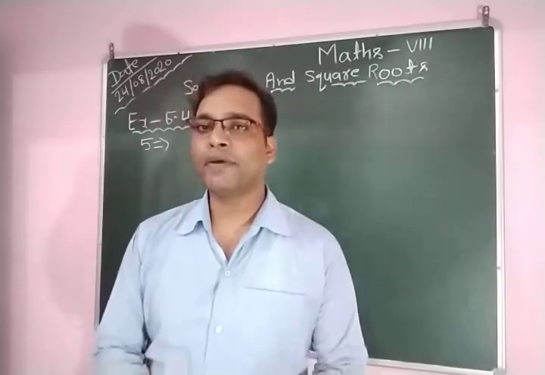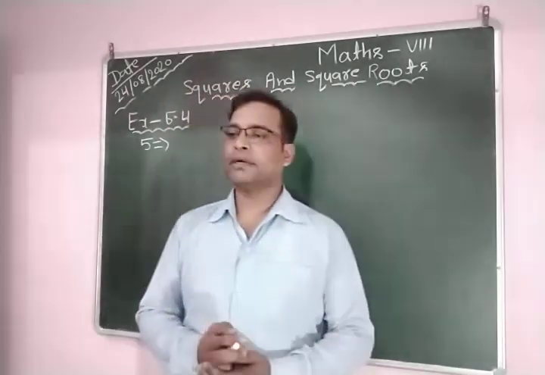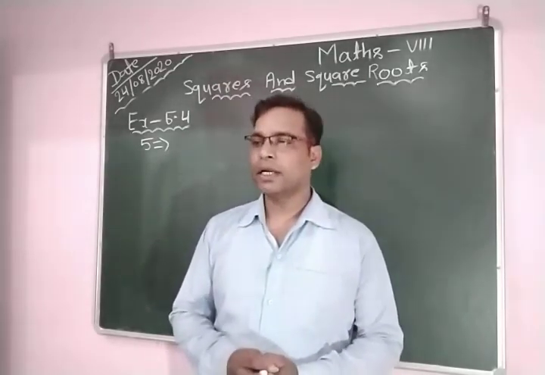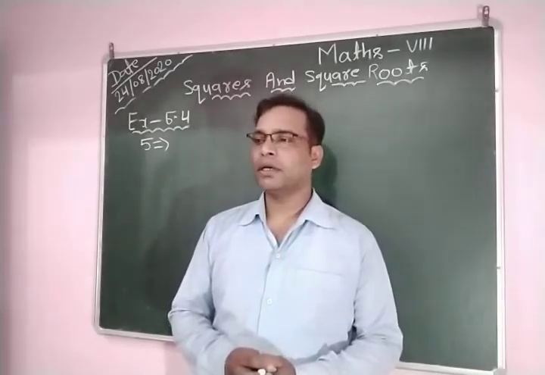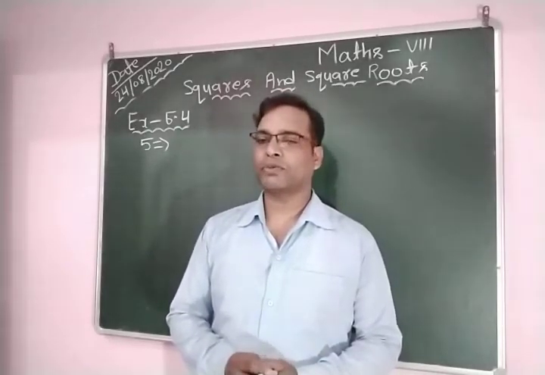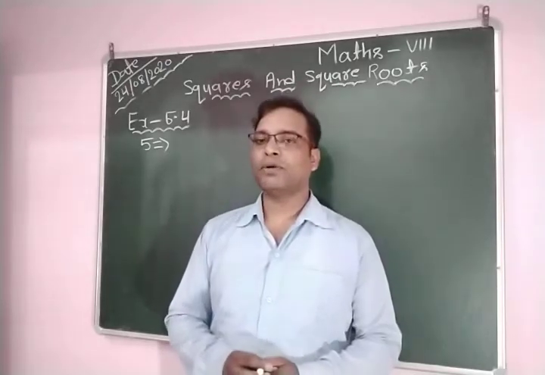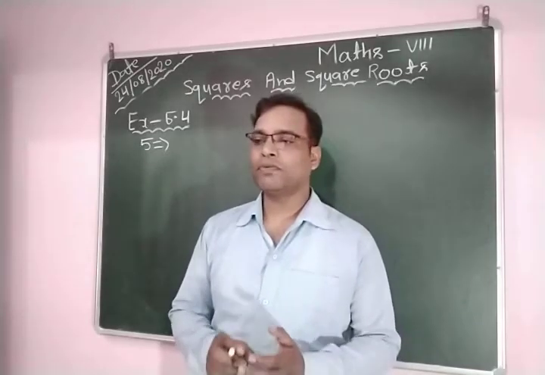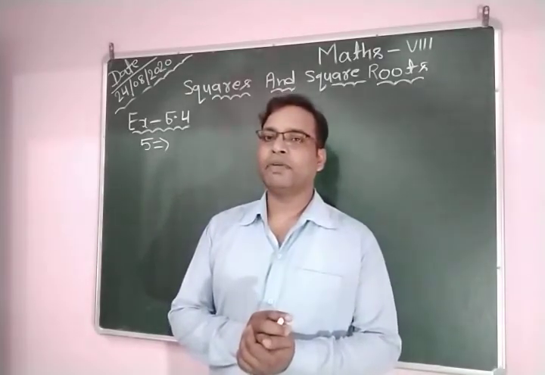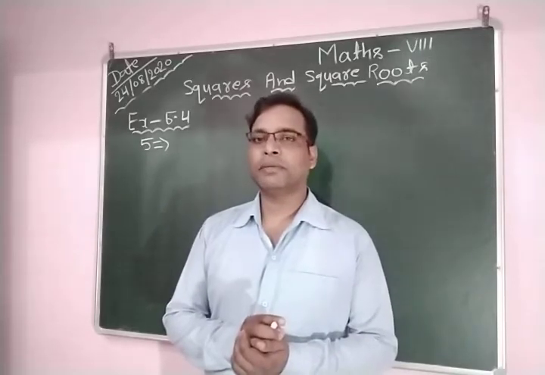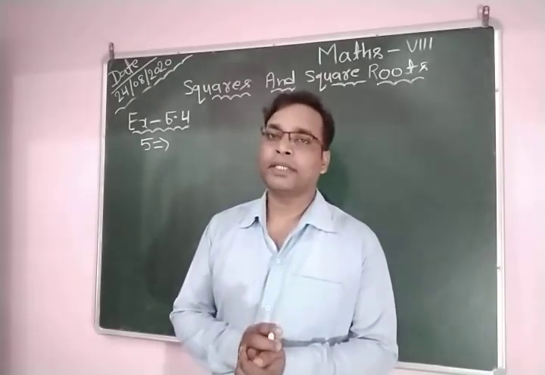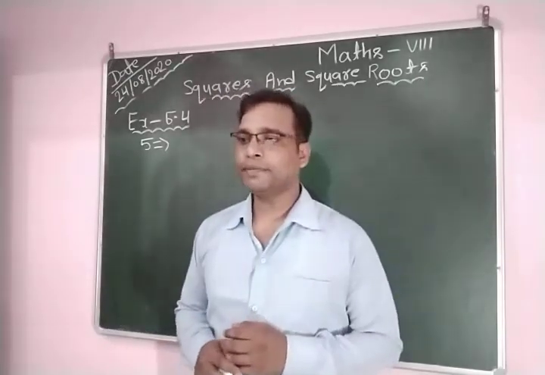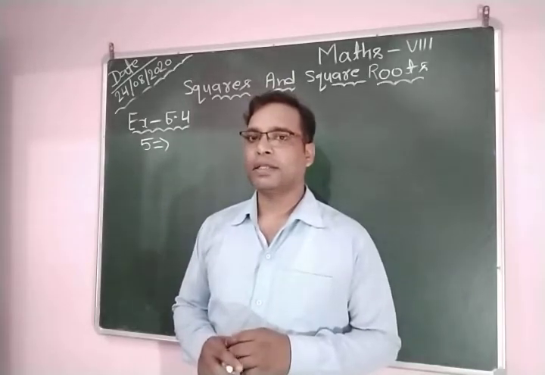Question number 5: find the least number which must be added to each of the following numbers so as to get a perfect square. Also find the square root of the perfect square so obtained. First we need to find the least number that we add to the given number so that it becomes a perfect square. After this we find the square root. So let's see how to find them.